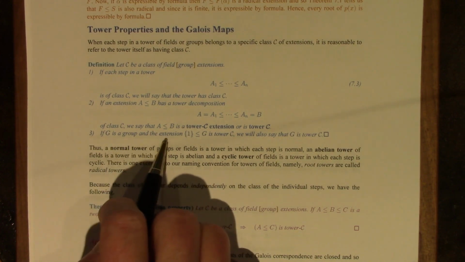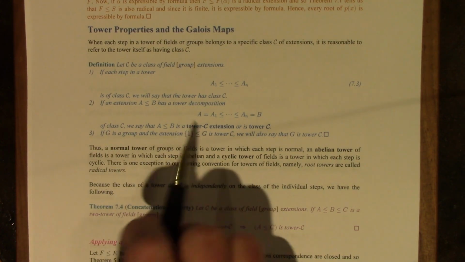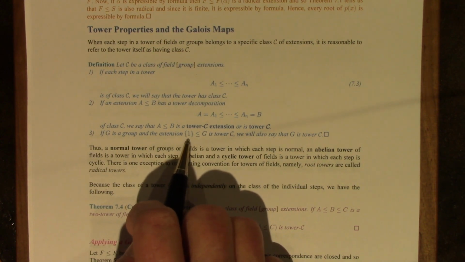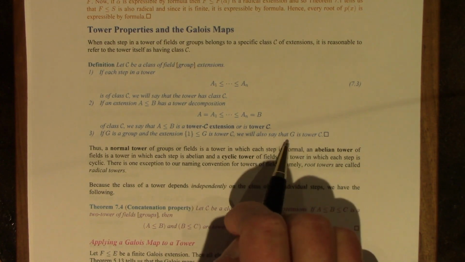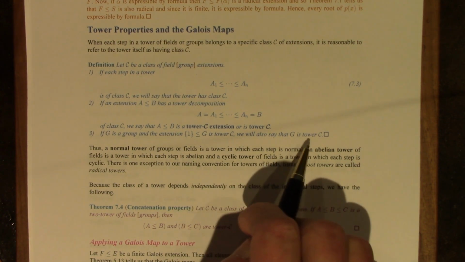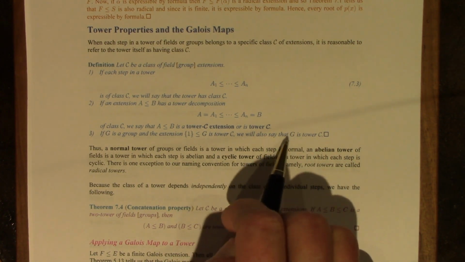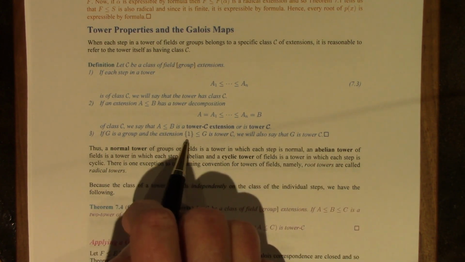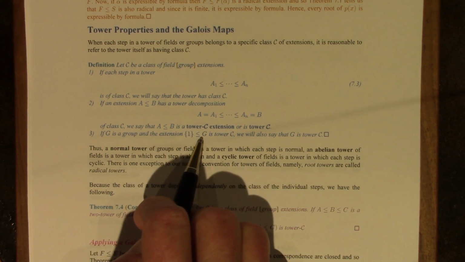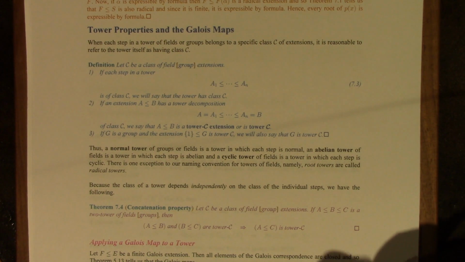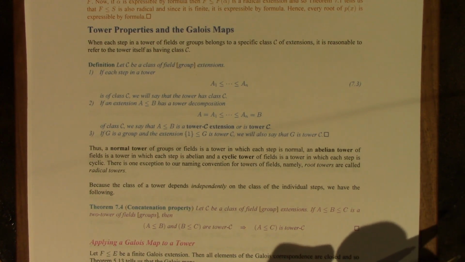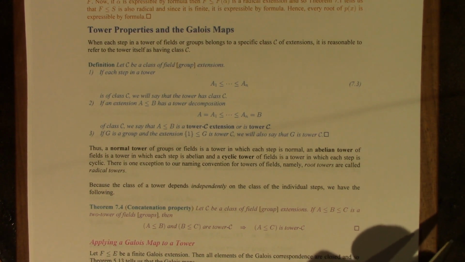Finally, if G is a group and this extension, so it's the trivial subgroup to G, is tower C, we'll just say that G is tower C. So to say that G is tower C means this particular extension has a tower C decomposition. It sounds a little funny to say tower C, but C might be abelian, so it would be tower abelian, or cyclic, tower cyclic.